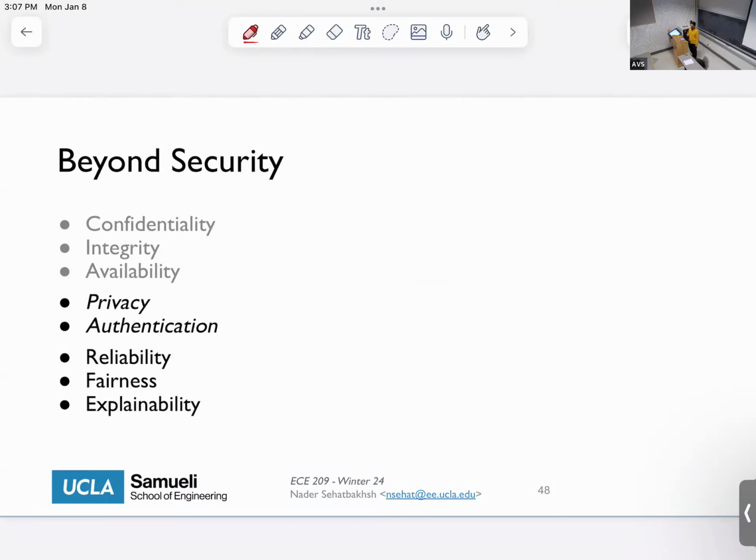The first one is privacy, and privacy is a little bit different from confidentiality. Privacy is more about who is really authorized to do things with my data. Confidentiality is a very well-defined thing, as in only A and B have to access this data. But privacy is more about who can see what part of my data and for what reason. We're not going to talk much about privacy in this course.